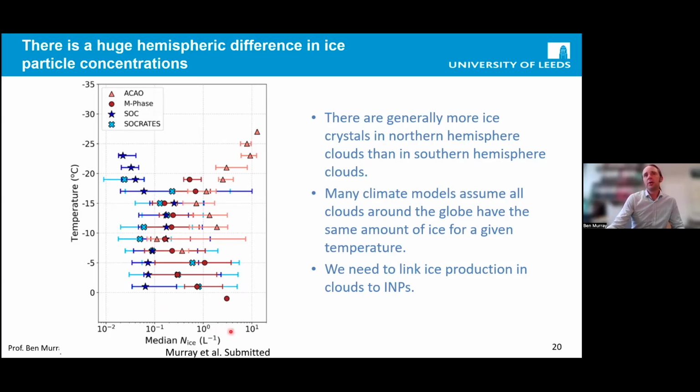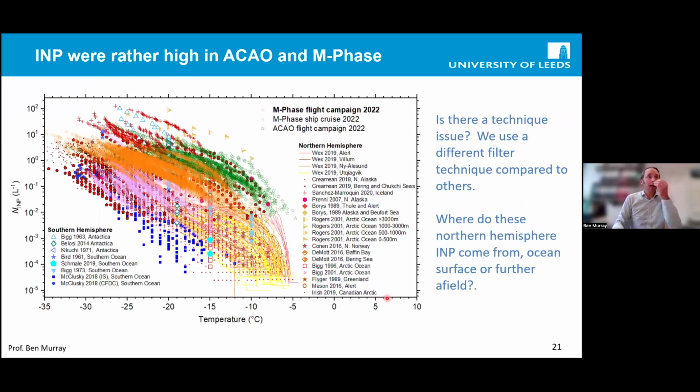I think it's worth noting that many climate models don't have that connection to aerosol. Therefore, you just don't have this hemispheric difference. And we can't just assume all clouds are the same everywhere in the world. We need to link the ice production to the INPs and SIP once we understand the processes. Right.